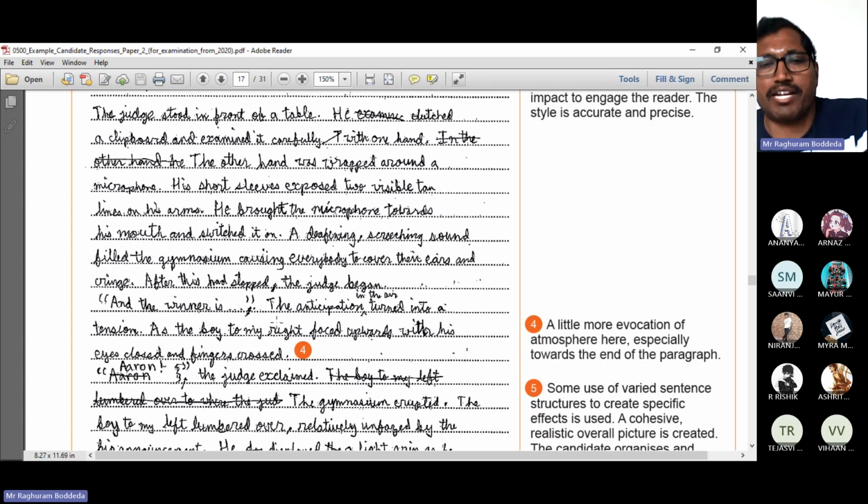Let us see this examiner comment: a little more evocation of atmosphere here, especially towards the end of the paragraph. Yes, this is what they are talking about. In the previous paragraph we discussed some lack of emotions. Now that emotion is brought into this paragraph.